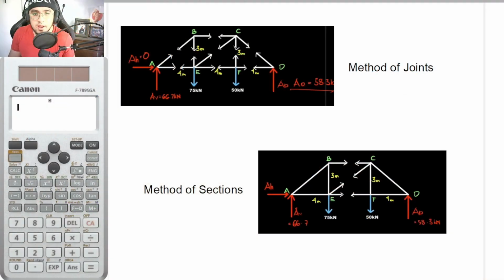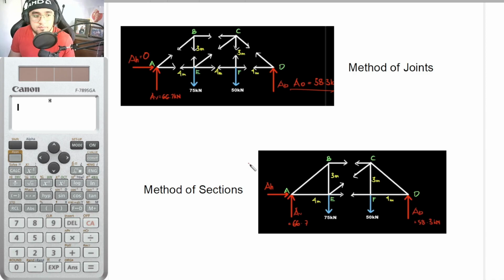Good day everybody. In the analysis of trusses from statics of rigid bodies, we have solved the bar forces of truss members via the method of joints and the method of sections. The video links for these methods will be posted in the description below. Anyway, these methods are adequate for solving statically determinate trusses.